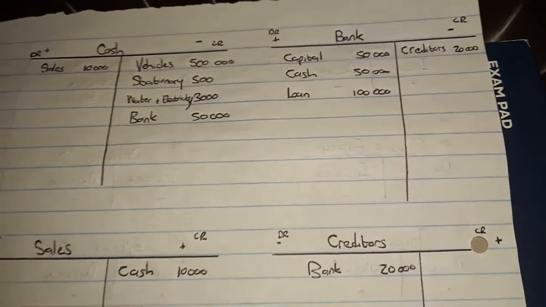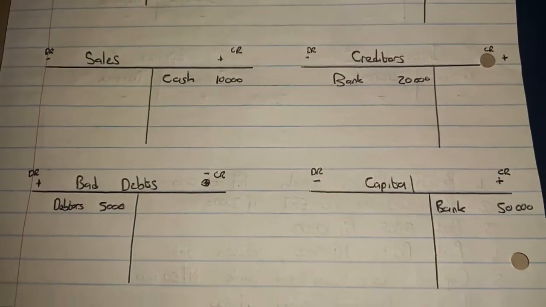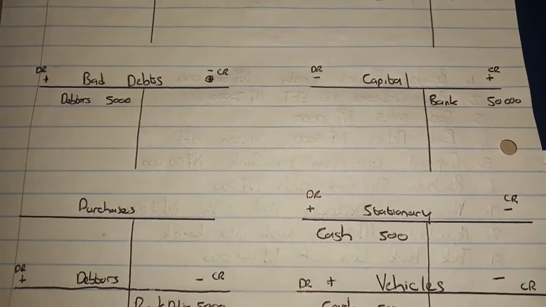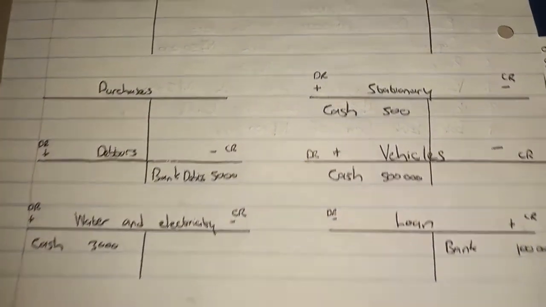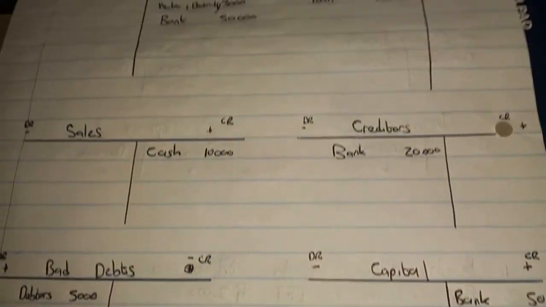So you can just take one last look through everything. Everything has its debit. Every debit has its credit and every credit has its debit side. So that's basically the T accounts or your general ledger entries.